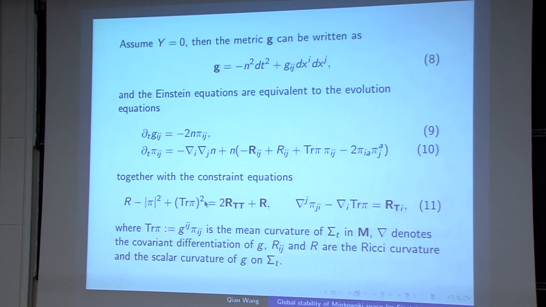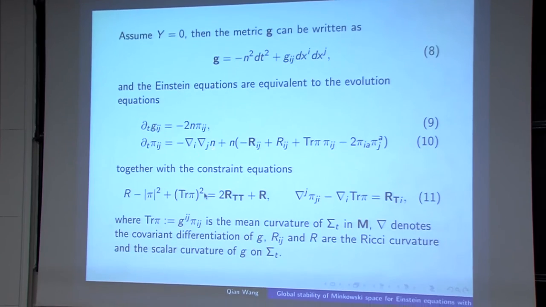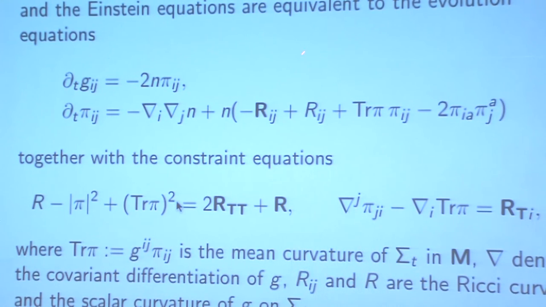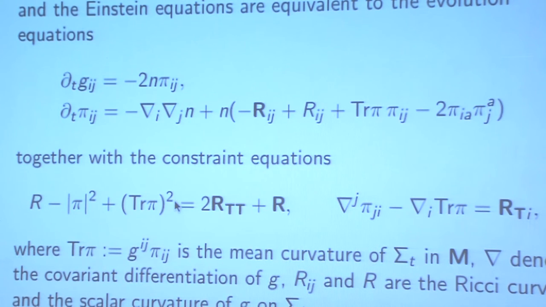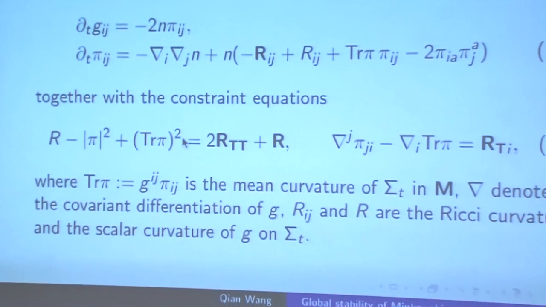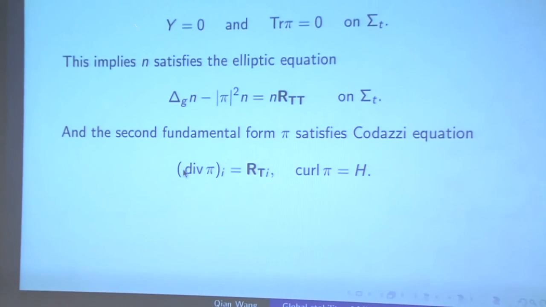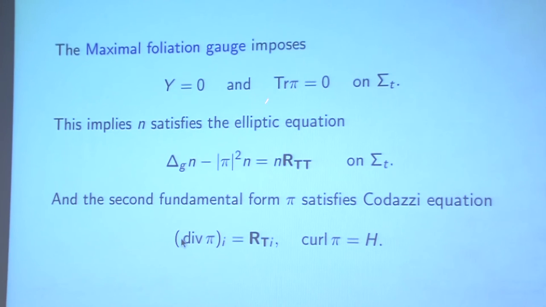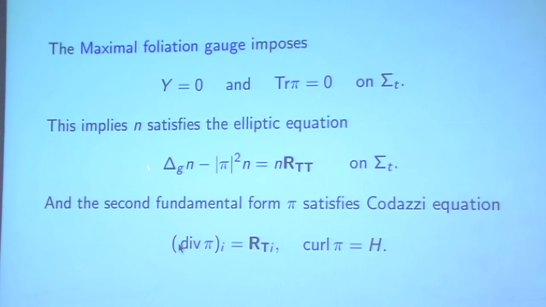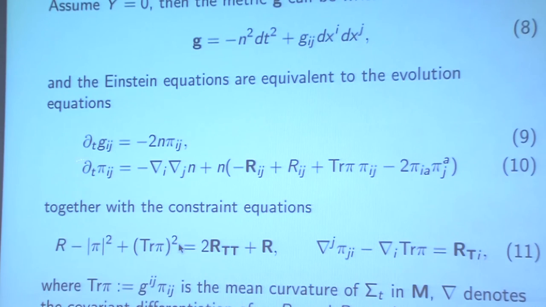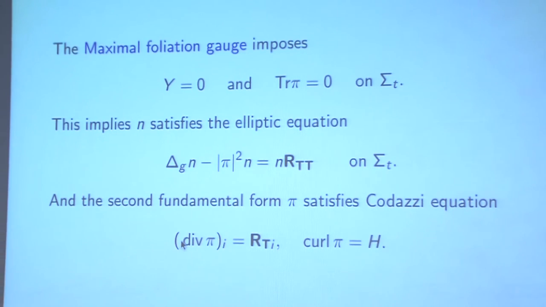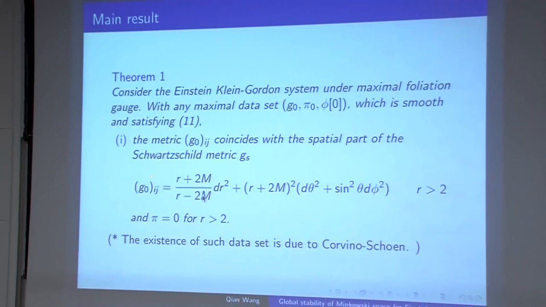And I have said trace pi is the mean curvature of Sigma_t in M. And the other is this type of covariant derivative relative to the induced metric g on the three-dimensional manifold Sigma_t. So a sort of standard setup. Now you see this shift equals 0 and trace pi equals 0 are four equations together. So at this point, you get a well-determined equation system, which is the Einstein equation. Then you plug this trace pi equals 0 into the previous page and take the trace, and you can get the equation for the lapse. And further, if you keep playing such things, you can get the Codazzi equation for the second fundamental form. So that is the basic set of equations we are using.